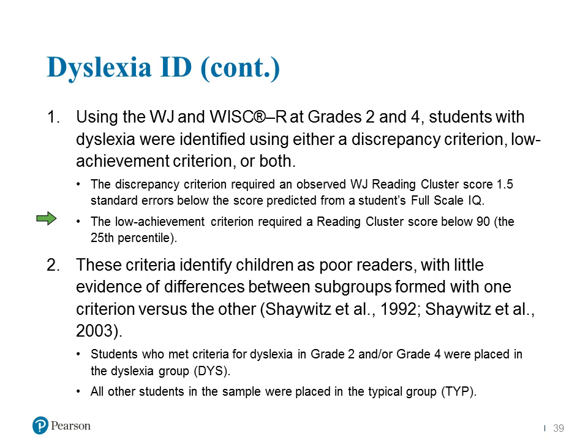So those criteria did identify the children as poor readers, with little evidence of differences between the subgroups formed with one criterion versus another. And you can see that that was from data going back to 92 and then again replicated in 2003. So students who met that criteria for dyslexia in grade 2 and or 4 were placed in the dyslexia group, and all other students in the sample were placed in what they called the typical group.